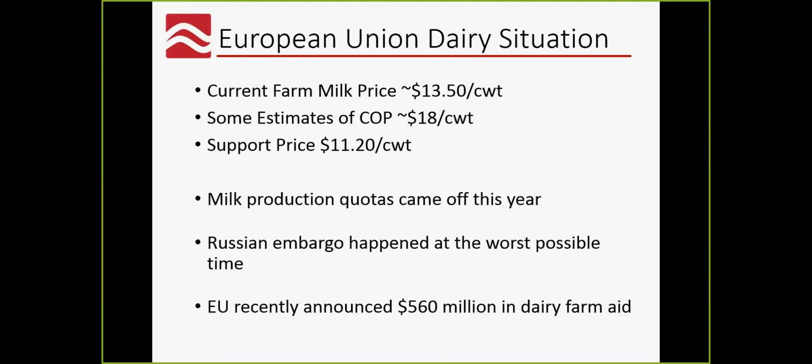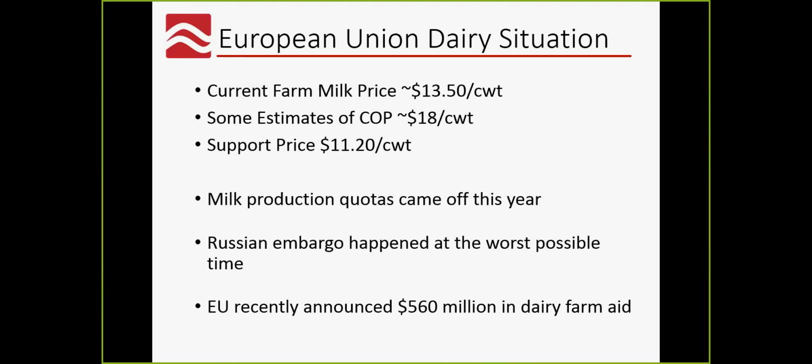But at some point there'll be a response, because people are hurting there, losing a lot of money. They're not used to losing money. They're not used to a volatile milk price, which they're having to deal with now. They haven't had to deal with that in the European Union.